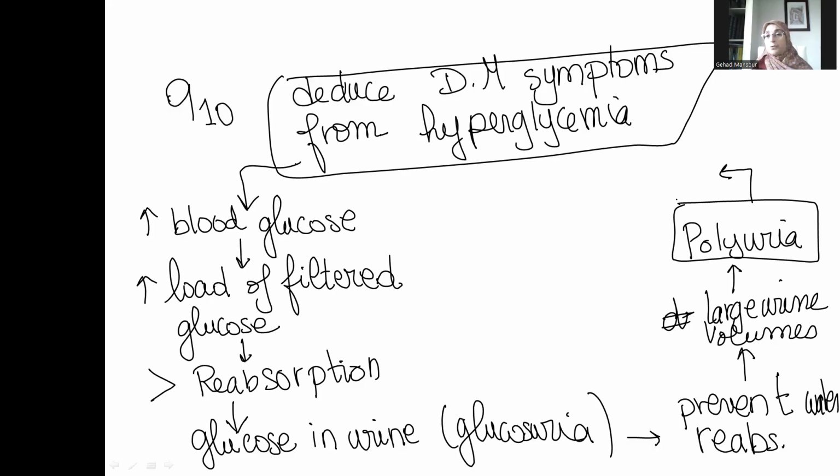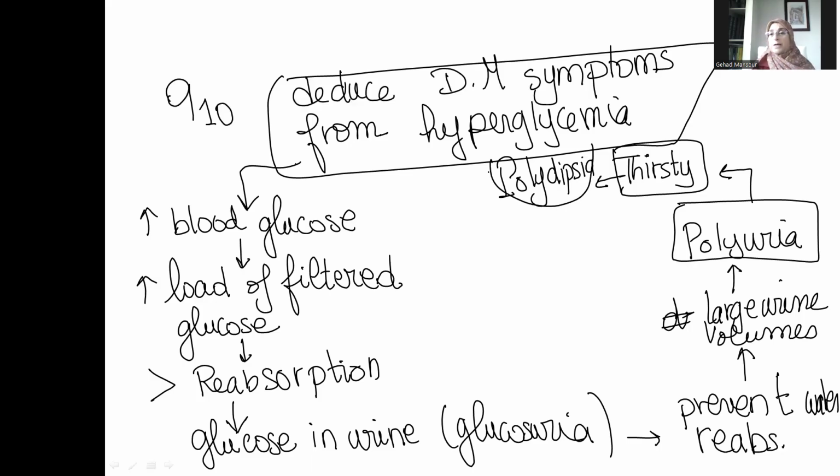And if the patient with diabetes suffers from polyuria, this means that he loses a lot of water in urine. So the patient is all the time thirsty and has a dry mouth, so he drinks plenty of water, and this is what we call polydipsia. So what is polydipsia? Polydipsia is drinking a lot of water because of thirst.